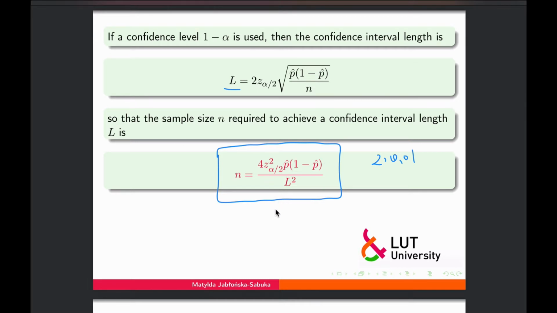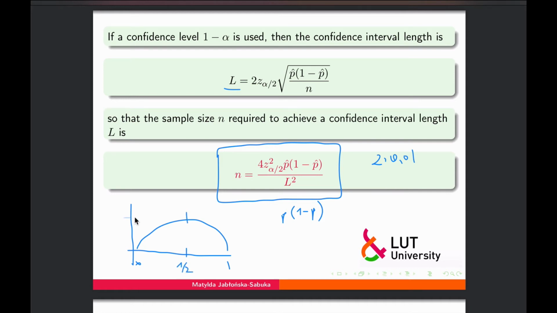Now, if you have some rough estimate of the population proportion that you're dealing with, you can plug that number in here. But if you don't, then you can consider the worst case scenario, because after all, this function p times 1 minus p is a quadratic formula, which goes from 0 to 1, and it has a maximum around the place where p is 1/2.